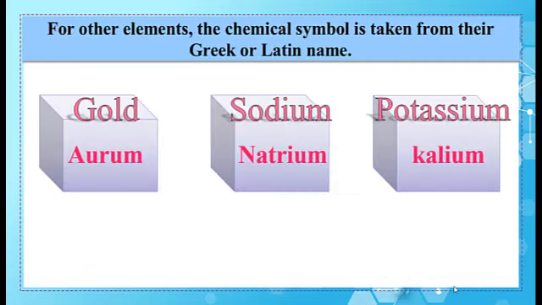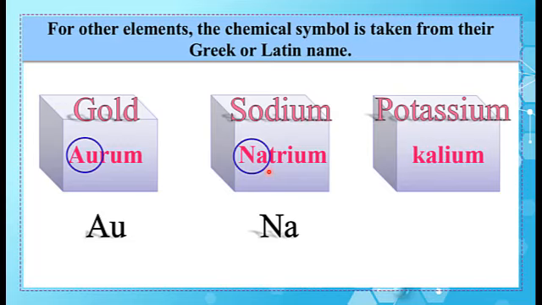For other elements, the chemical symbol is taken from their Greek or Latin name. For example, gold's chemical symbol is Au. Au is the first two letters from the word aurum, which is the Latin origin of the word gold. Sodium as well has a symbol of Na. Na is taken from the Latin name for sodium, which is natrium. Also, the potassium symbol is K. K is taken from the Latin word kalium, which means potassium.